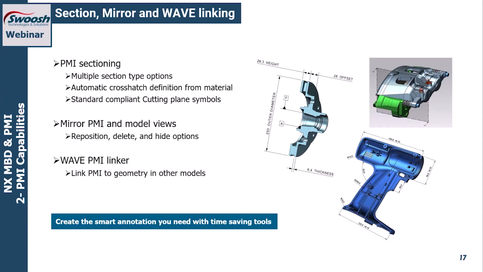If you look over in the far right image there at the top, we do have a cutting plane. You can see the section cutting plane letters there with the arrows pointing to the cutting plane as we cut through this part. We can also mirror the PMI and model views as well here. We can reposition, delete, and we have some hide options as well. We also have the capability to wavelink PMI, and we can reuse PMI downstream in other part files if we need to do that.